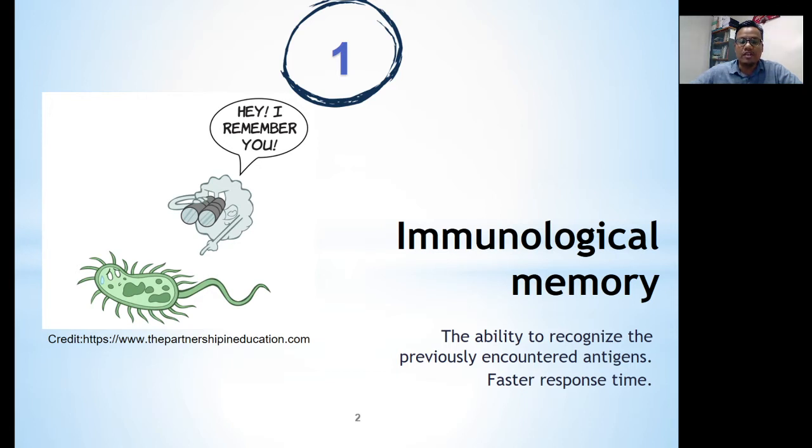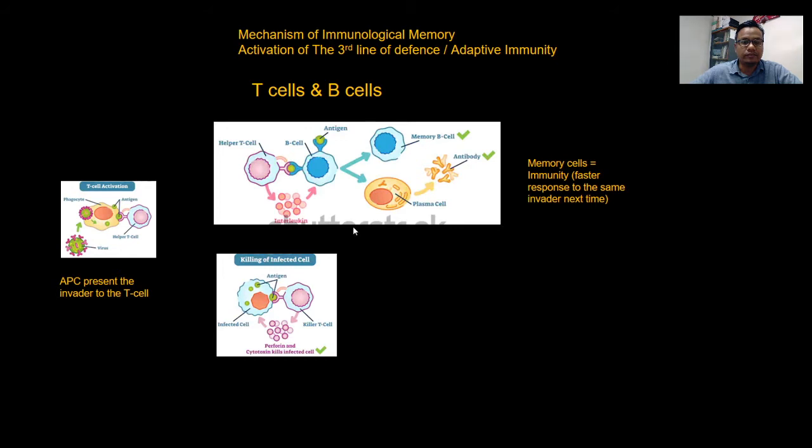So these memory cells will give an advantage to our immune system to respond faster for the second, third, or fourth time when the same type of antigen tries to invade our body again. So let's have a look. I mean, we will refresh back. We already learned about this mechanism before, I think in the second lecture, the mechanism of immunological memory.